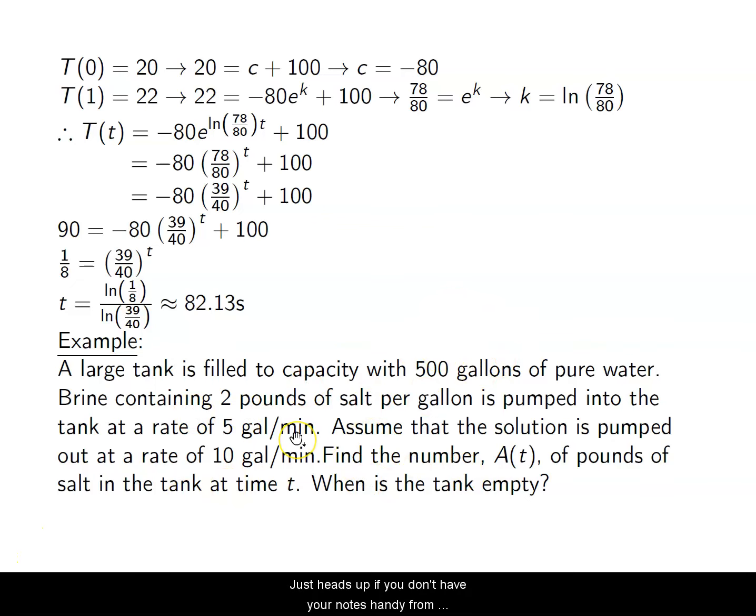Just a heads up, if you don't have your notes handy from chapter 1.3, I would say to pause the video and go ahead and grab those or read through them real fast, just so that you're aware of what we're using and the formulas that we're going to use. I'm going to repeat them, obviously, but it's nice that you're familiar with what we're about to go over before we do it.